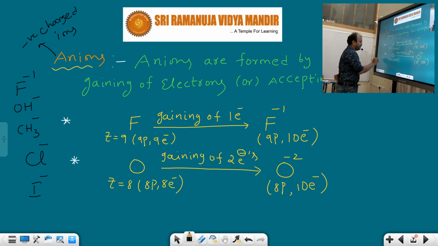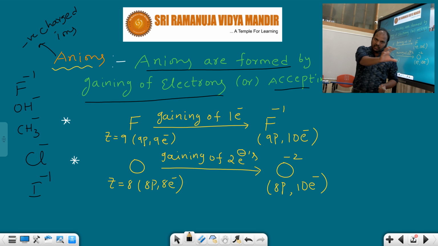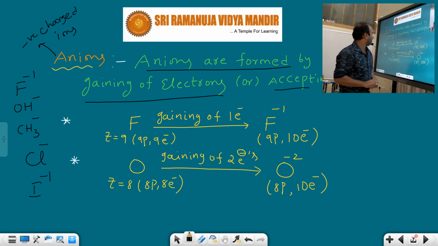First of all, anions are formed by the gaining of electrons, or accepting of electrons. So which is capable of donating electrons? Cations. Which is capable of gaining, accepting or withdrawing electrons? That is called anions, because anions have the capability to gain electrons. Which are accepting electrons? Generally non-metals. Metals act as cations because metals are capable of losing electrons. Metals have the ability to lose electrons.